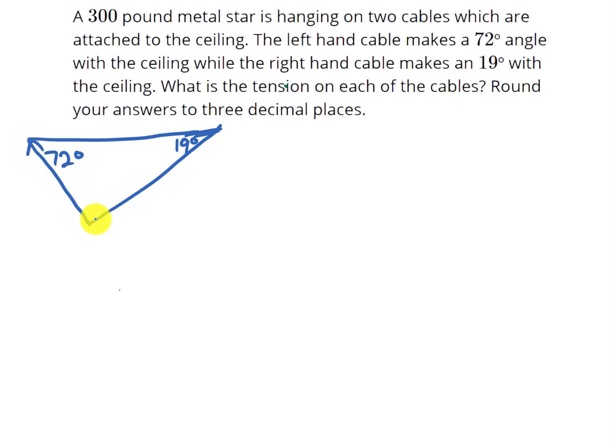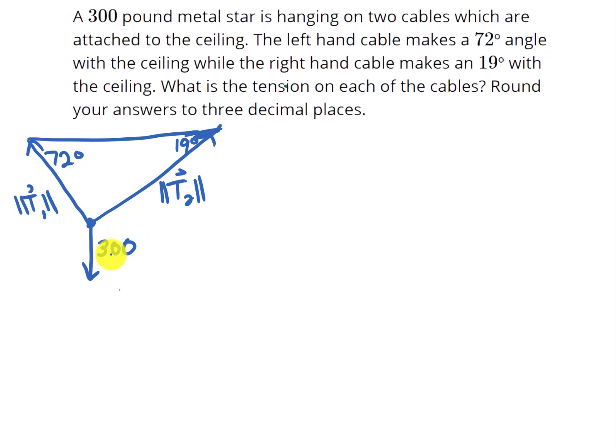So I'm going to make a vector here and a vector here, and we want to know the length of this vector. We're going to call it T1, find its magnitude, that's for tension, and the magnitude of the T2 vector over here. And I'm going to make a vector that represents the weight of that star pulling down, and we know the length of that is 300.